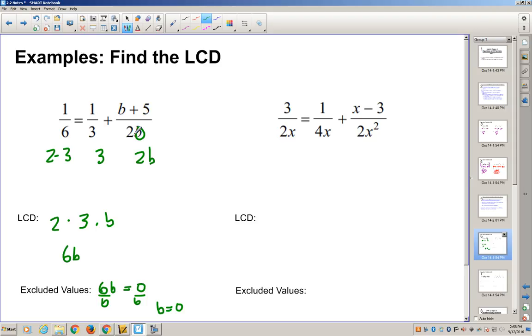And so that's why that's an excluded value. It cannot be part of our solution set. B cannot be 0. Let's come over here and take a look. You recall from a few slides ago when we did the LCD here, it was going to be 4x squared.